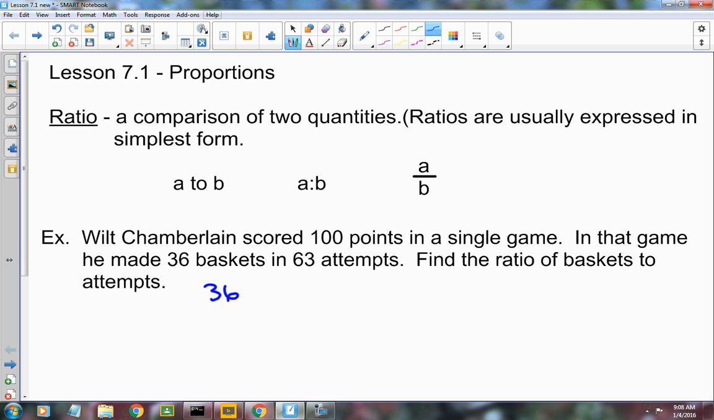36 over 63. Now again, you want it in simplest form. So what would you do to reduce that? Okay, you can divide them both by 3. That would be 12 to 21. What else goes into both of those? 3 again. Okay, so 4 to 7. So for every 7 shots, he made 4 of them. He made 4 out of every 7 shots. All right.